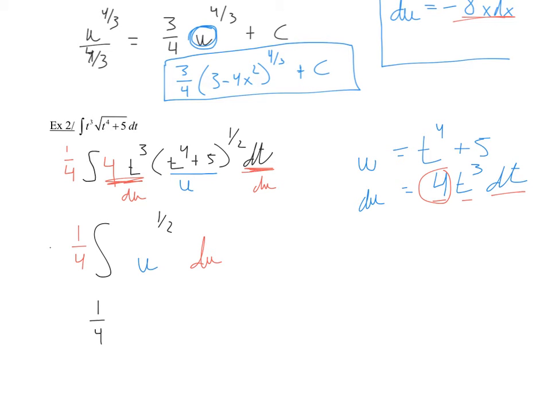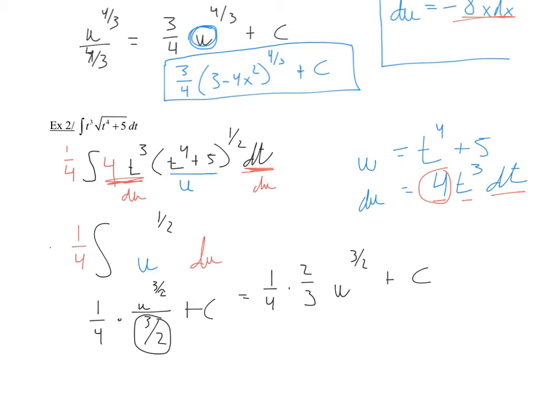1/4 comes down, the fraction comes down. u to the 1/2, add 1 to the exponent, that becomes u to the 3/2 over 3/2 plus c. When you divide by a fraction, you multiply by a reciprocal, so that's like saying 1/4 times 2/3 u to the 3/2 plus c.